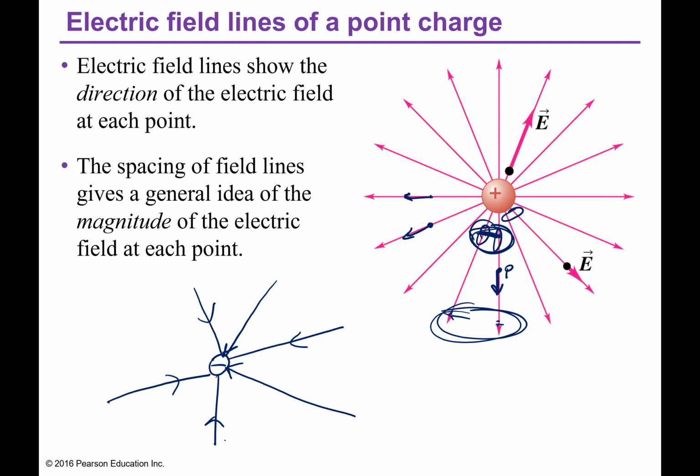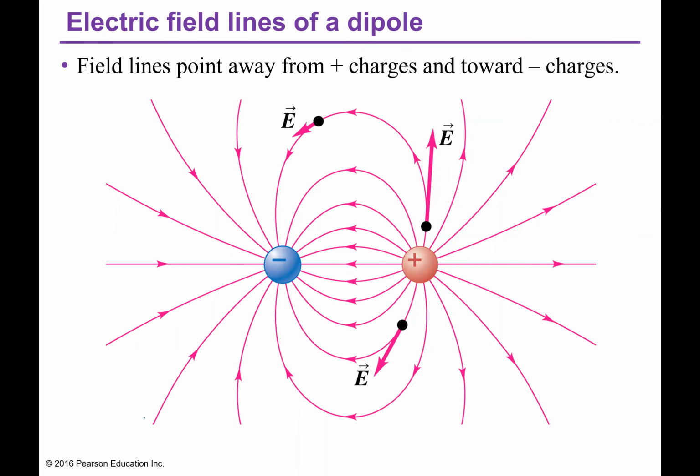Okay. An electric field actually starts at the positive charge. An electric field terminates at the negative charge. It always has a beginning and an end. It's a starting point, an end point. What happens if you bring those two charges close together?